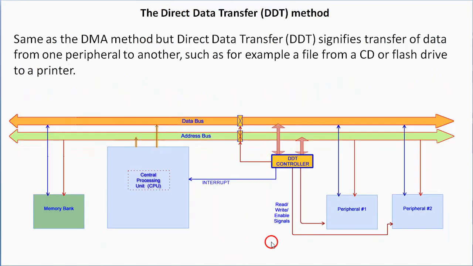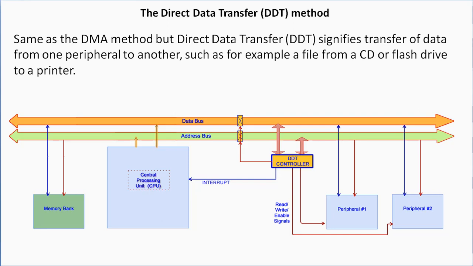Now, the DMA method refers to transfers between memory and peripherals, but there is no reason why this cannot be used to perform transfers from one peripheral to another. So the same method can be used to transfer data from, say, a CD, take a file from a CD or a flash drive and send it to a printer. The CD drive or the flash drive are peripherals, and so is a printer.